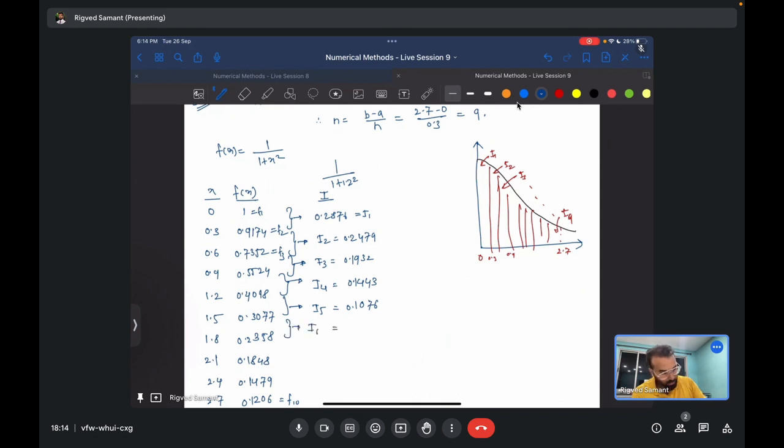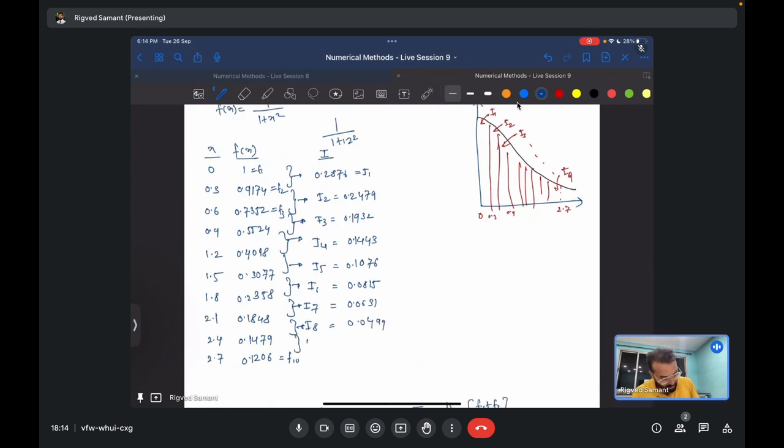I6 is 0.0815, I7 is 0.0631, I8 is 0.0499, I9 is equal to 0.0402. So these are your I1 to I9 values.